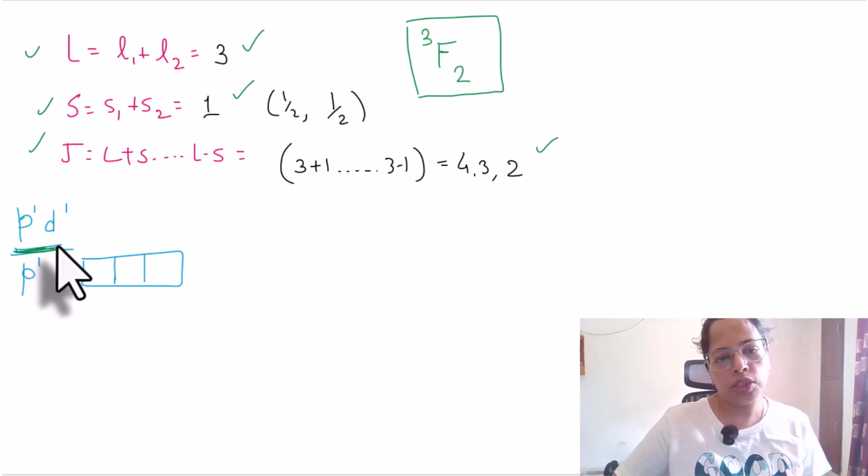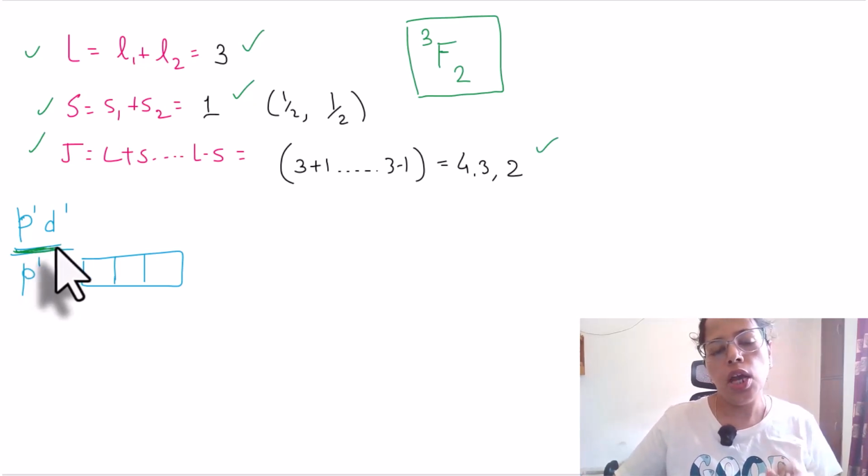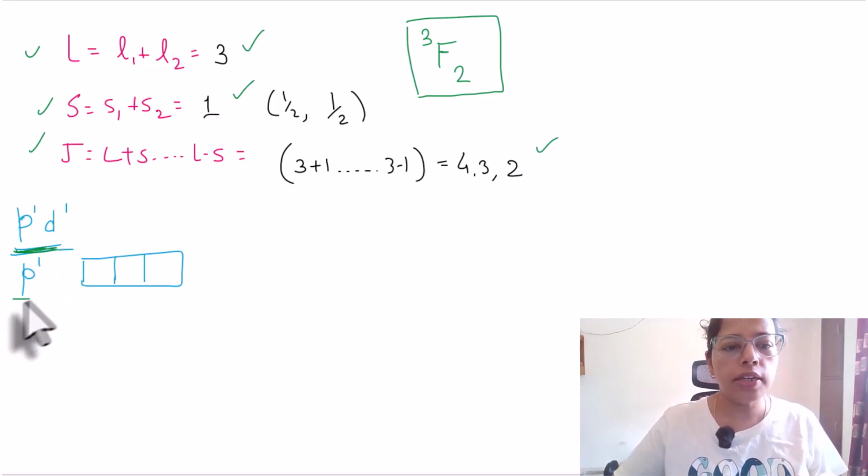Now our starting point is the P1 D1 configuration. So let's see what happens in the P1 D1 configuration. So starting with P1.